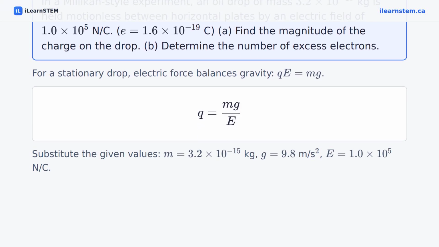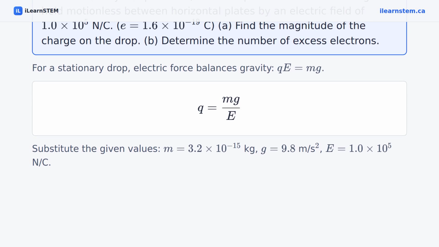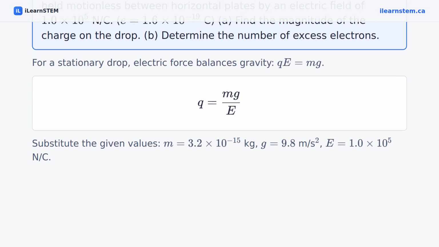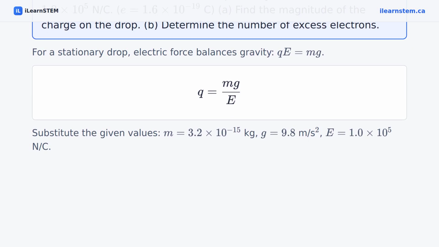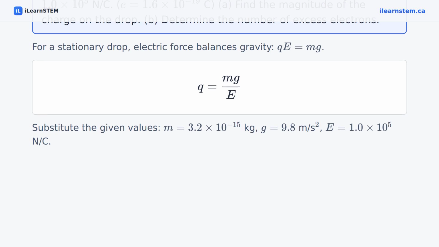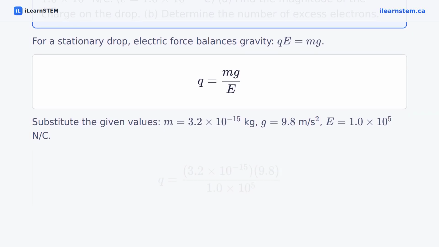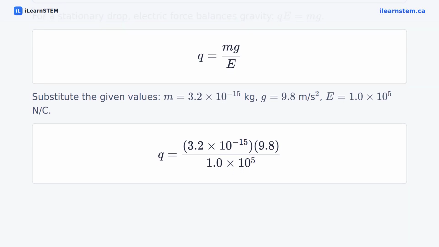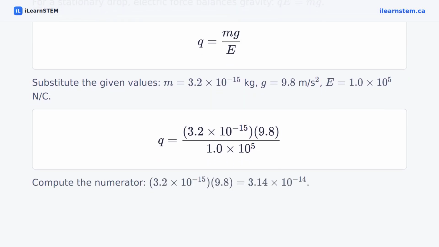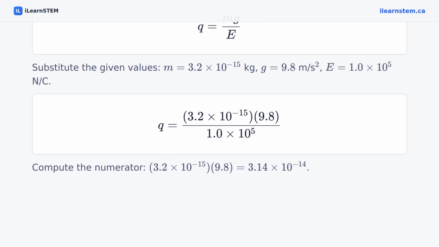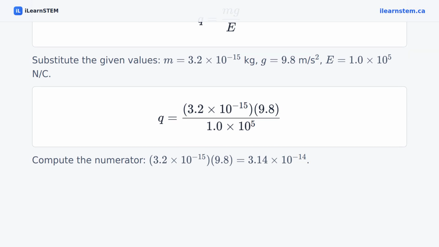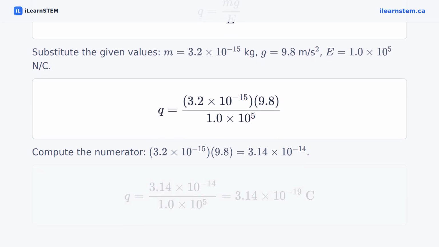Now substitute the given values. Mass is 3.2 × 10^-15 kilograms, g is 9.8 meters per second squared, and the electric field is 1.0 × 10^5 newtons per coulomb. Compute the numerator: 3.2 × 10^-15 times 9.8 equals 3.14 × 10^-14.